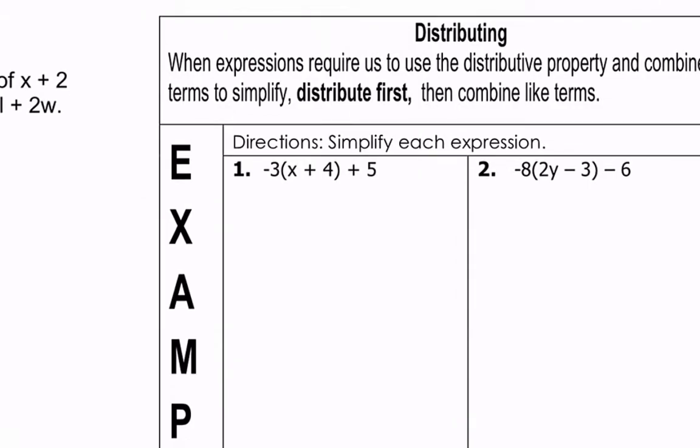Whenever you see a set of parentheses that has a number out front, like here, we're going to do the multiplying first. So I have a -3 out front of the parentheses, which means I'm going to have to multiply it by everything on the inside of the parentheses, so this x and also this 4. All right, so let's break it down. First, I'm going to take this -3 and multiply it by this x. -3 times x. When you multiply a number and a variable, all you do is stick it together. So -3 times x is just -3x.